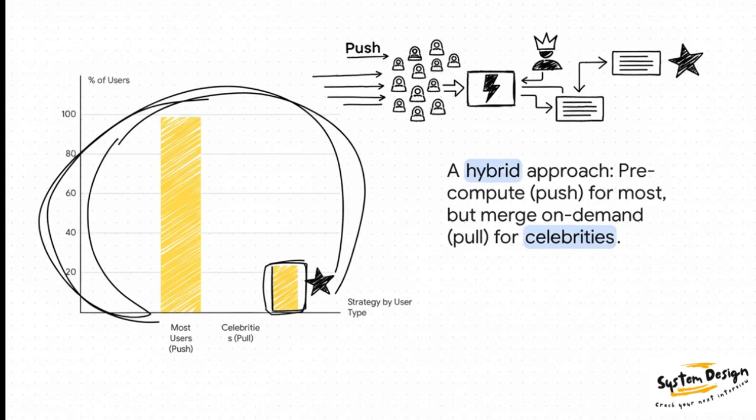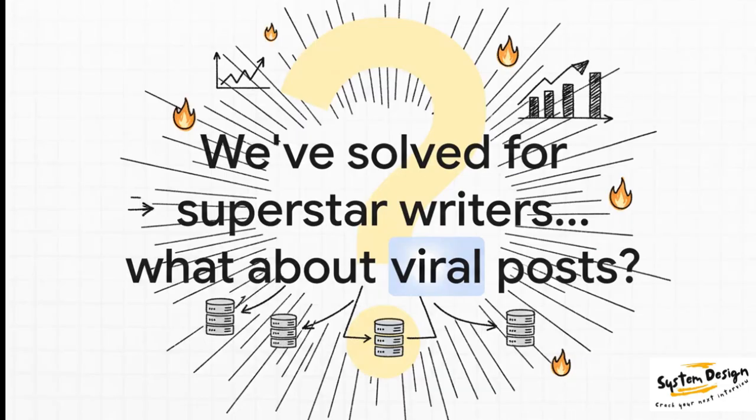And this leads us to a really elegant solution, a hybrid model. We don't use a one-size-fits-all approach. For the 99% of us, the regular users, we stick with that push model, where the feed is pre-computed. It's fast, it works. But for that top 1%, the celebrities, we flip back to the pull model. So when you open your feed, you get your normal, pre-made feed instantly. And then, at the same time, the system quickly goes and grabs the latest post from any celebrities you follow and just stitches them in on the fly. Best of both worlds.